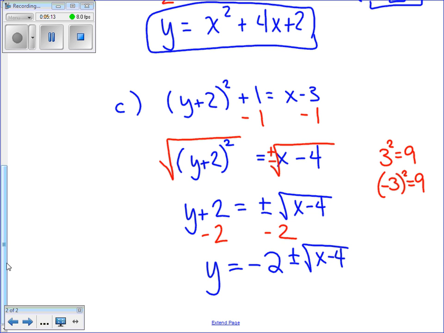And that's probably as many problems with solving for one variable as you need for this section. So good luck.